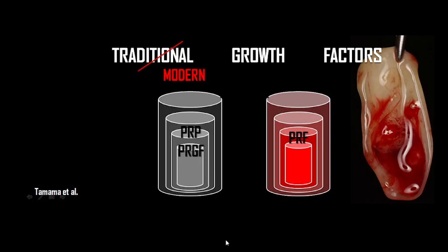So numerous techniques of autologous platelet concentrates have been developed and applied in oral and maxillofacial surgery. The first generation incorporates the PRP or the PRGF, which corresponds to platelet-rich in growth factors, and the second generation platelet concentrate involves the PRF or platelet-rich fibrin. So PRP or PRGF, as recommended by Dr. Tamama, are traditional growth factors. Platelet-rich fibrin, which is more modern, is more widely used nowadays.